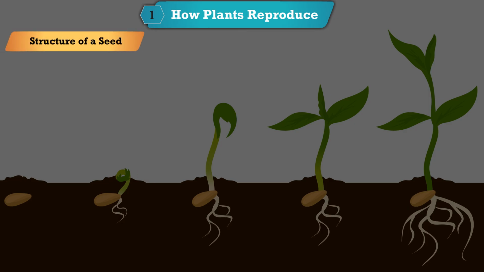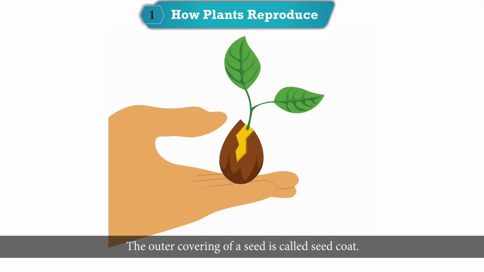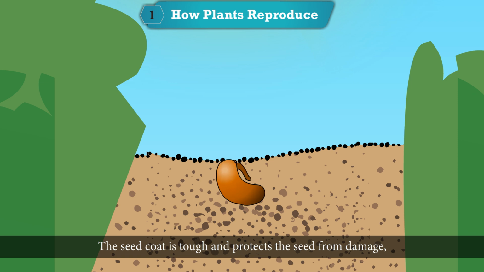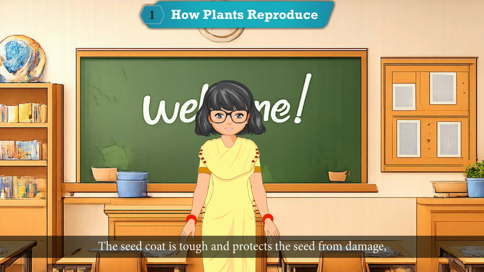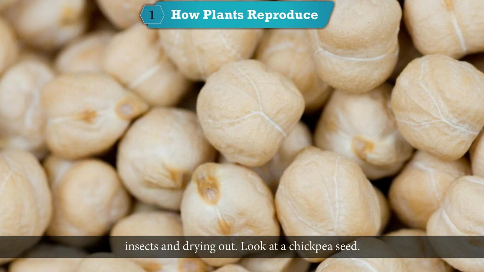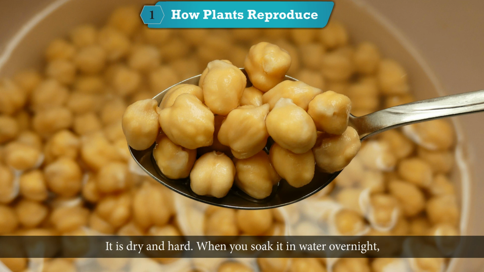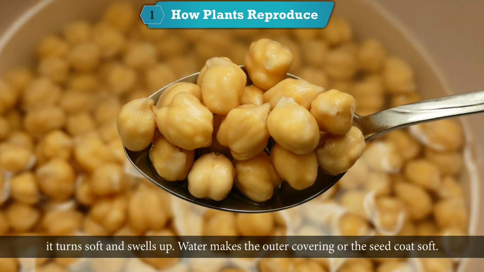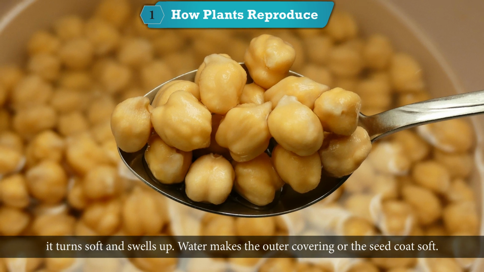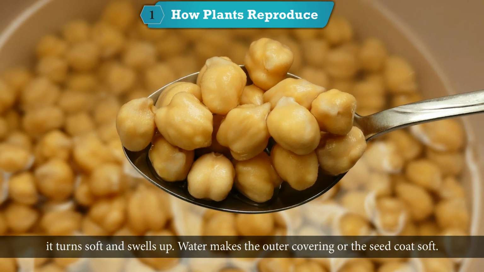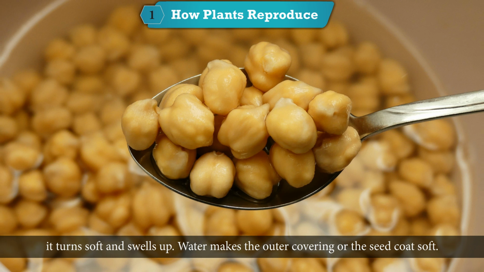Structure of a seed. The outer covering of a seed is called the seed coat. The seed coat is tough and protects the seed from damage, insects, and drying out. Look at a chickpea seed. It is dry and hard. When you soak it in water overnight, it turns soft and swells up. Water makes the outer covering, or the seed coat, soft.